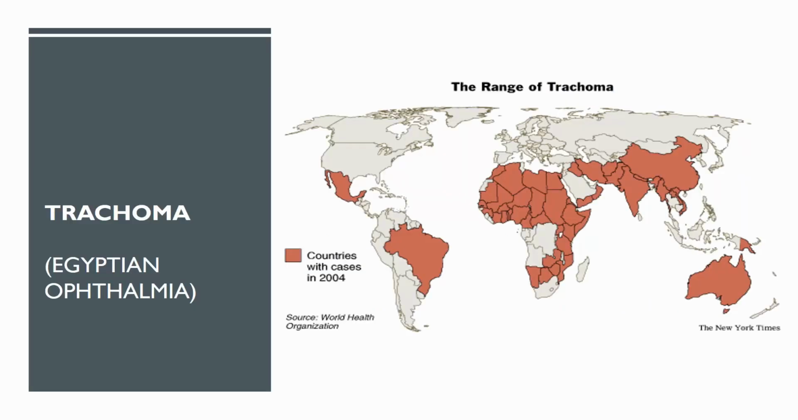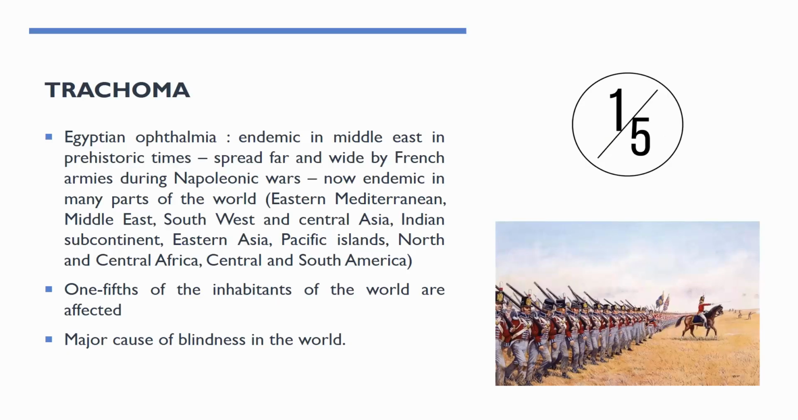Okay, we're now talking about trachoma. It's called the Egyptian ophthalmia. Here is the range of distribution of trachoma. We can see it's usually seen in developing countries. One fifth of the population have been proven to be affected with this disease, and it's a major cause of blindness in the world. And it's thought that the spread of trachoma happened with the wars in the Napoleonic era, when Napoleon invaded the Middle Eastern and Mediterranean Sea countries.